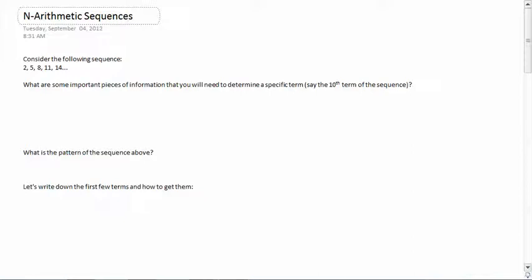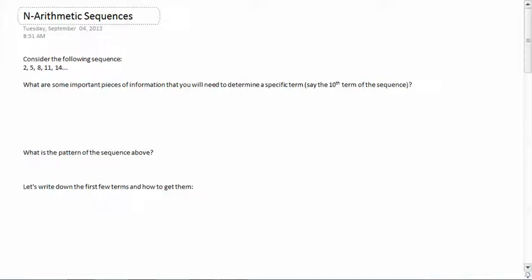All right, so let's go ahead and look at it. We're going to try to look at the pattern. We're going to identify what the pattern is. We're going to try to create a model or an equation that allows us to find a specific number or specific term of the sequence. All right, and so then we'll go from there. So here's our first sequence, 2, 5, 8, 11, 14.